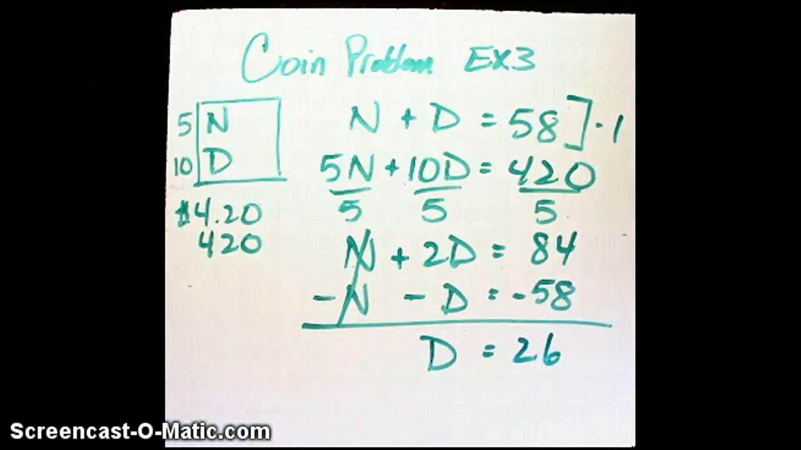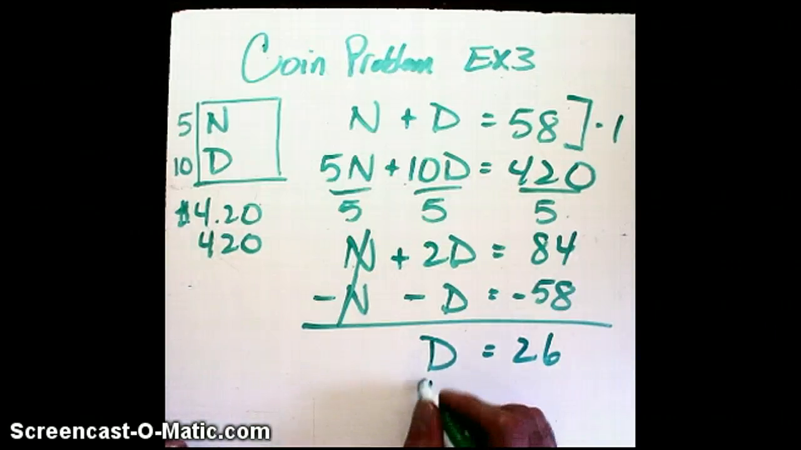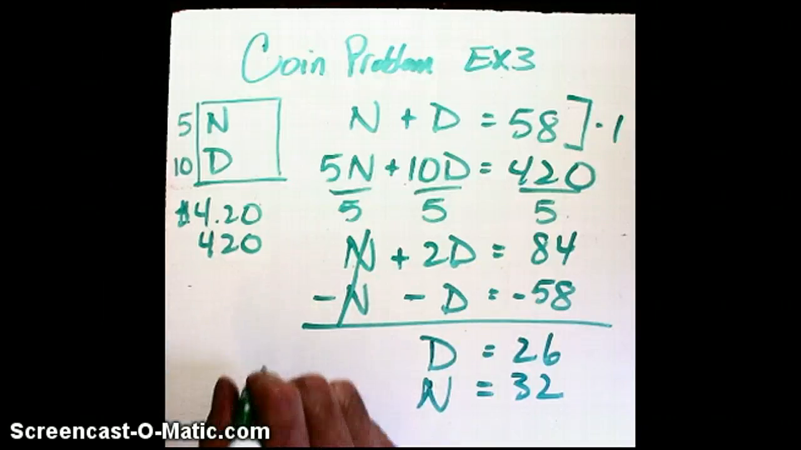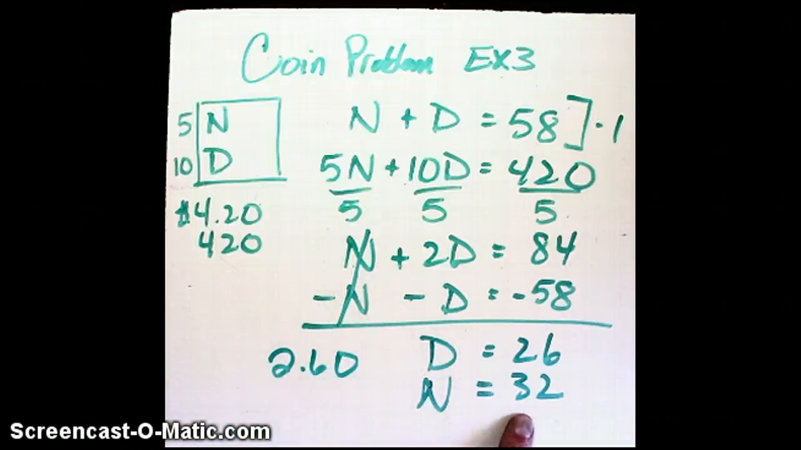D is 26. Now remember, the total is 58. And if the dimes are 26, then the nickels have to be 32. Now, can we check it to see if it's true? Now, just think about this. If I had 26 dimes, that's $2.60. If I had 32 nickels, well, 2 nickels make a dime, so that's really 16 dimes. That would be $1.60.